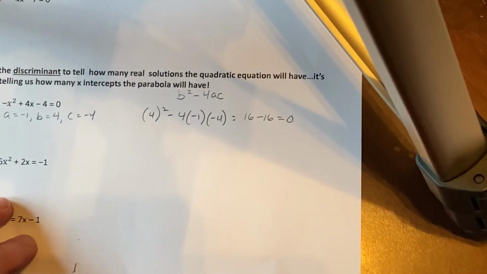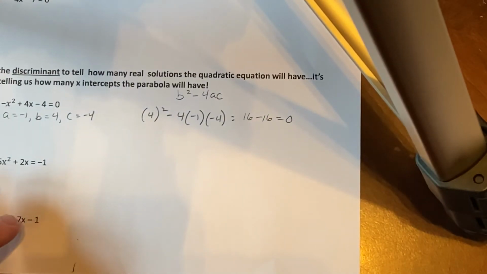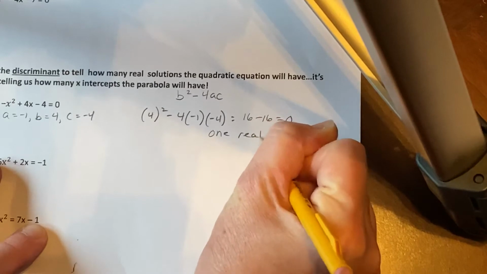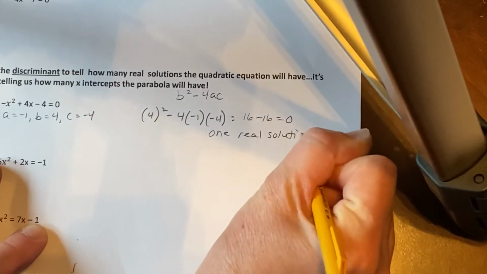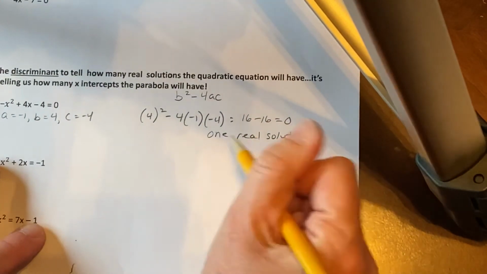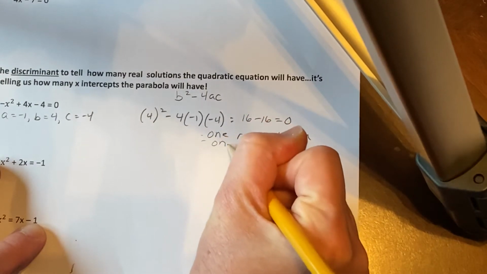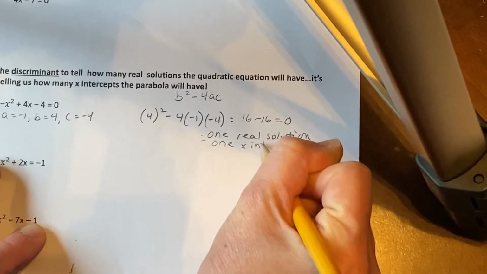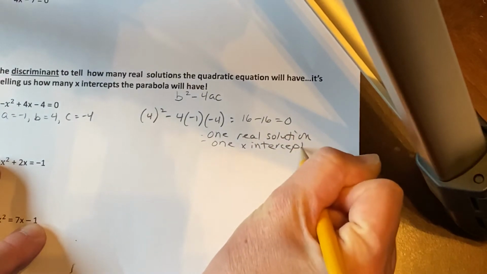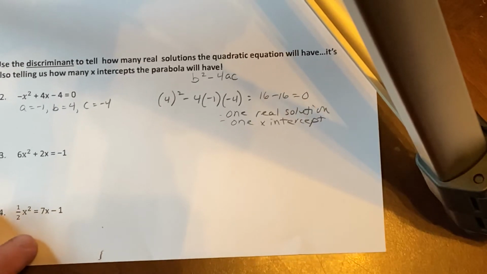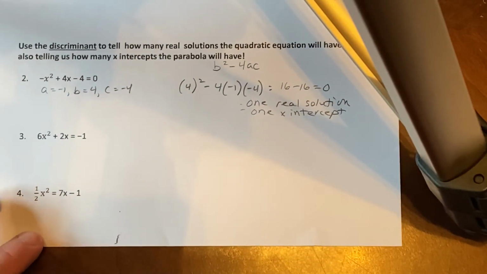If you go back up to the top, getting a 0 for this discriminant value means there will only be one real solution. That's all they're asking us, to find out how many solutions there are. It also means there is one x-intercept. If they were asking us to actually give the solutions, we would use the quadratic formula for that, but we're not asked to do that.